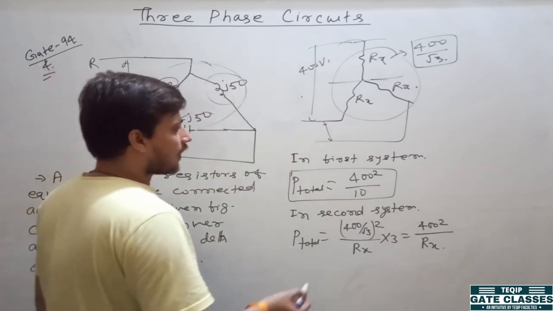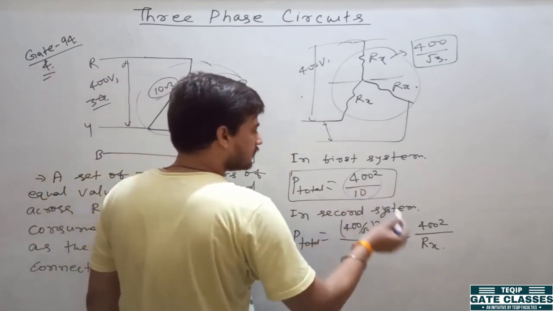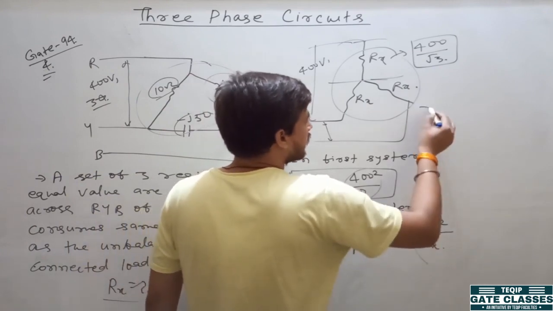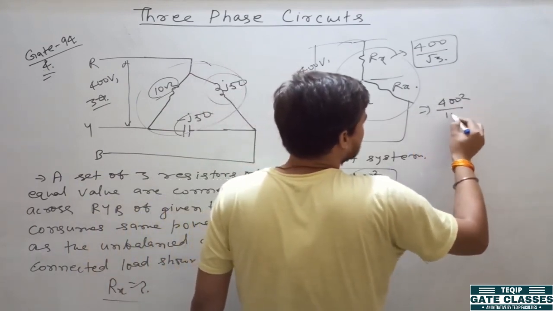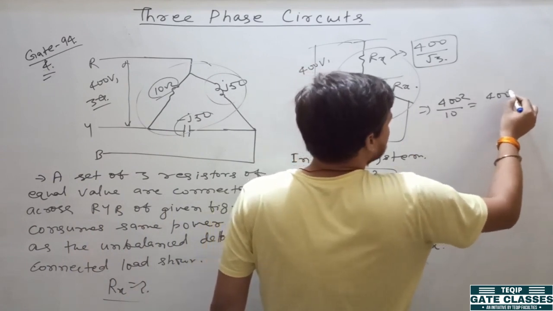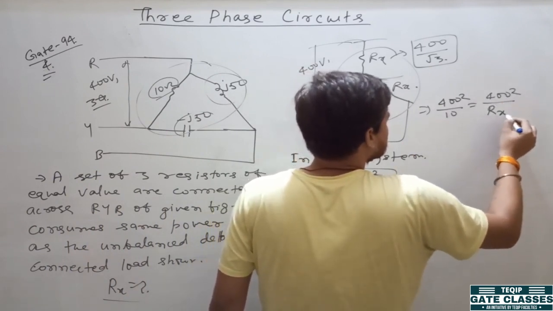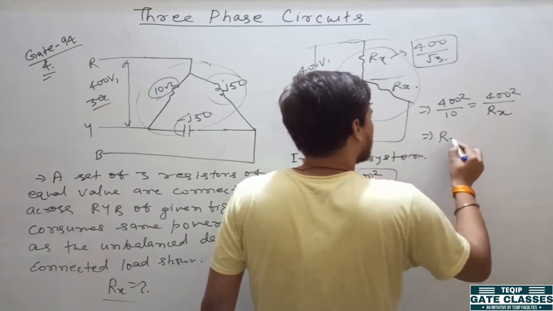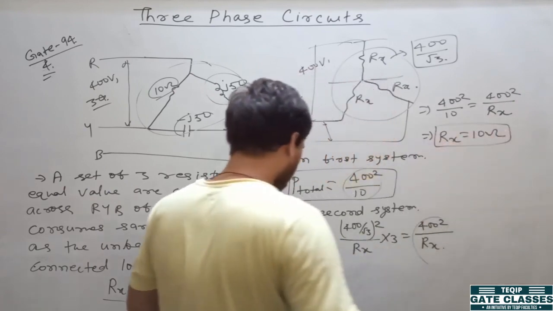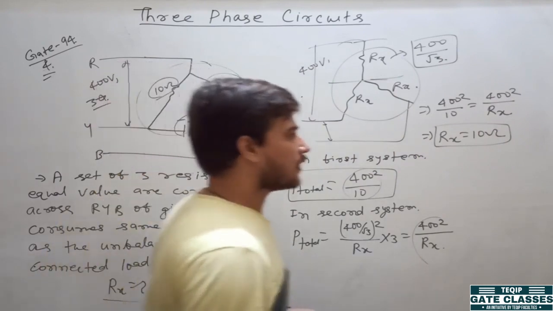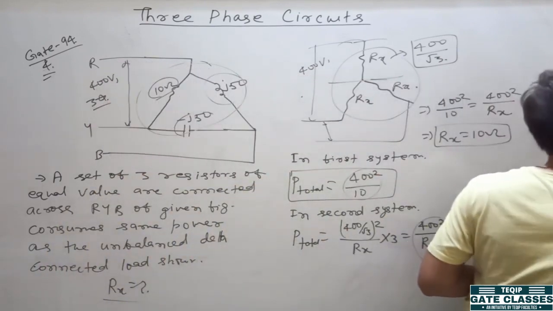So what do you see? P total is same. So you write 400 square divided by 10 will be equal to 400 square divided by Rx. So from here you get Rx equal to 10 ohm. Clear? Rx is equal to 10 ohm.